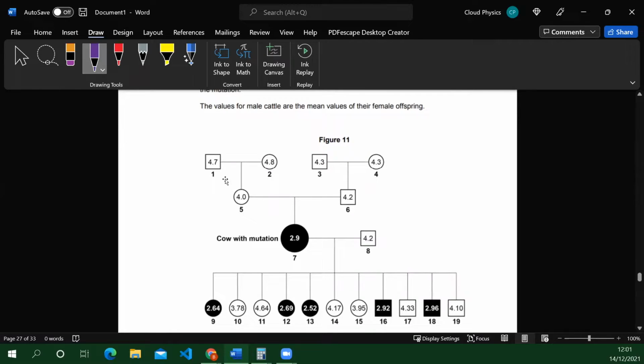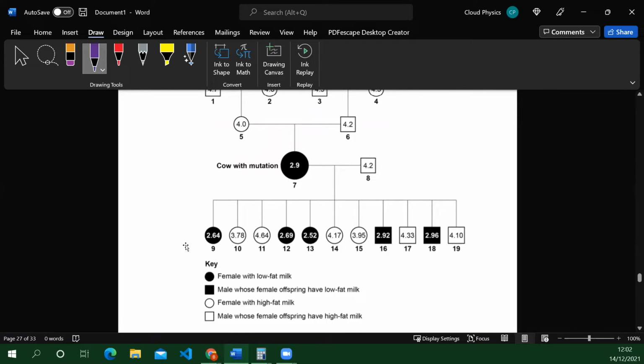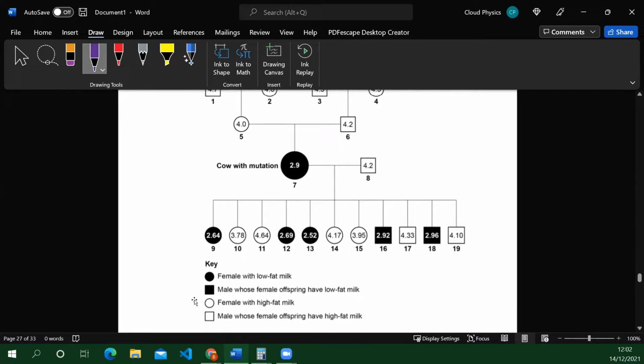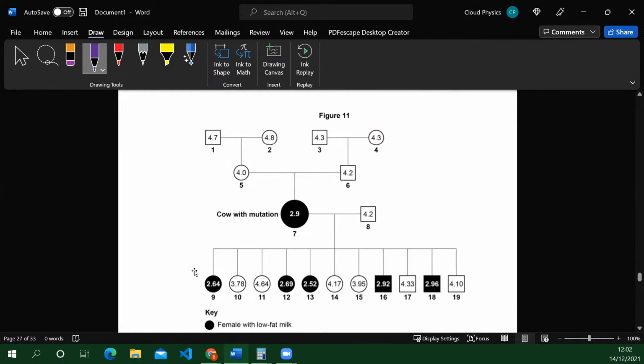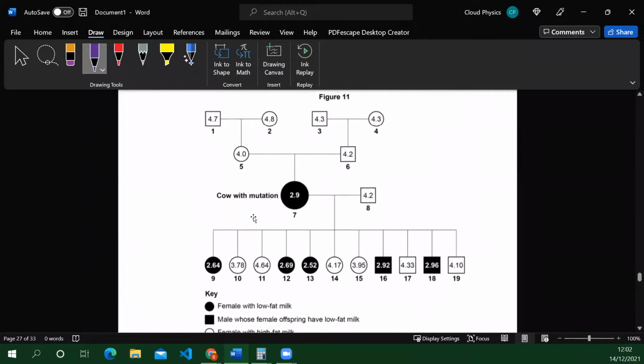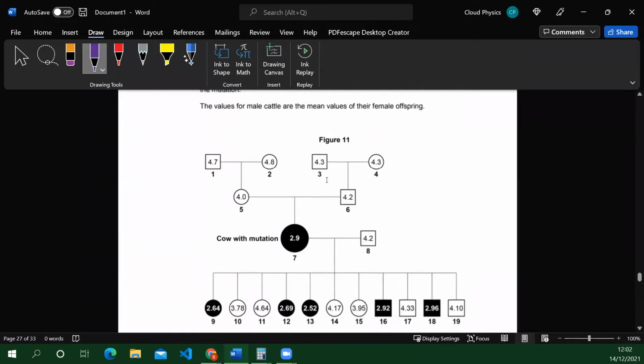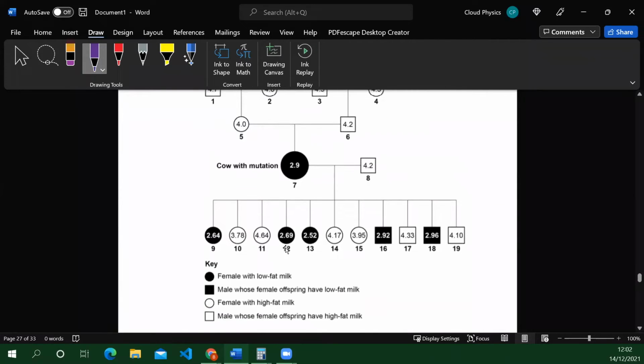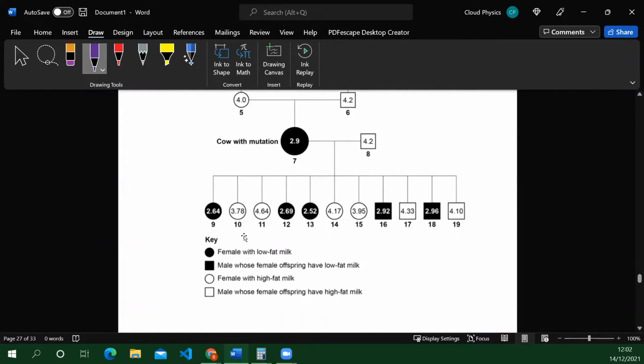Okay, figure 11. So let's have a look at the key. The round one is female with low fat milk. Square, that's shaded in, is male with female offspring with low fat milk. Then female with high fat milk, or male whose female offspring have high fat milk. Because you obviously need a mother and father cow to produce babies. So you've got the cow with the mutation, so this is a mutant cow. This is the percentage of fat in the milk. It's not that clear, is it? But that's what it's saying. It's 2.9% fat. Okay, so got lots of different values. Lots of babies. Let's have a look.